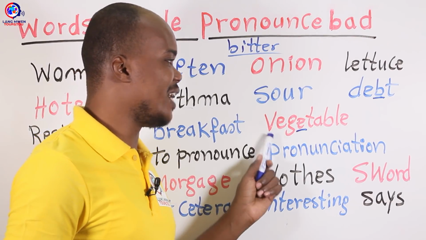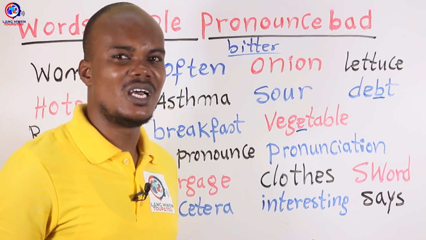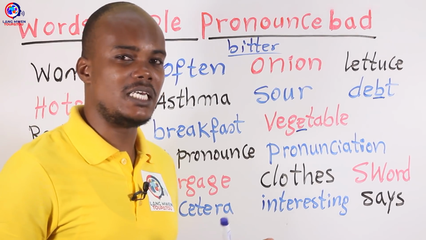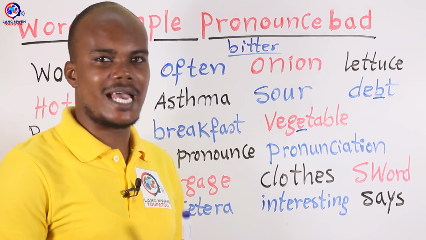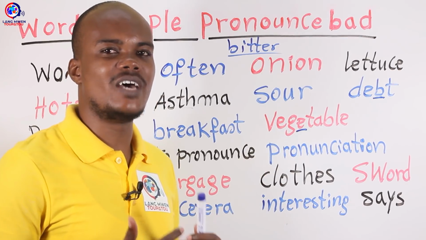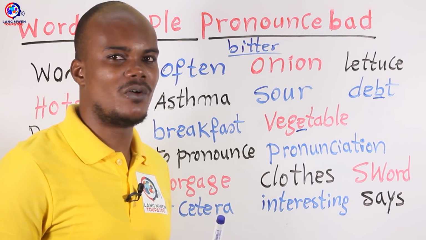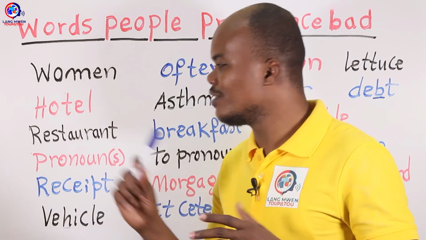Okay, good. Vegetable. I like vegetable. Do you like vegetable? I think you like vegetable. Me, I don't like vegetable. Somebody else can say, I don't like vegetable. And me, I can say, I like vegetable. You pronounce it as vegetable. That's great. Let's go now to this word.